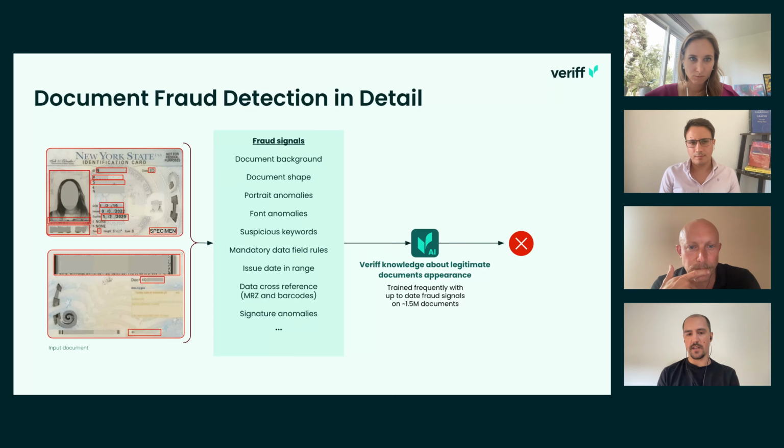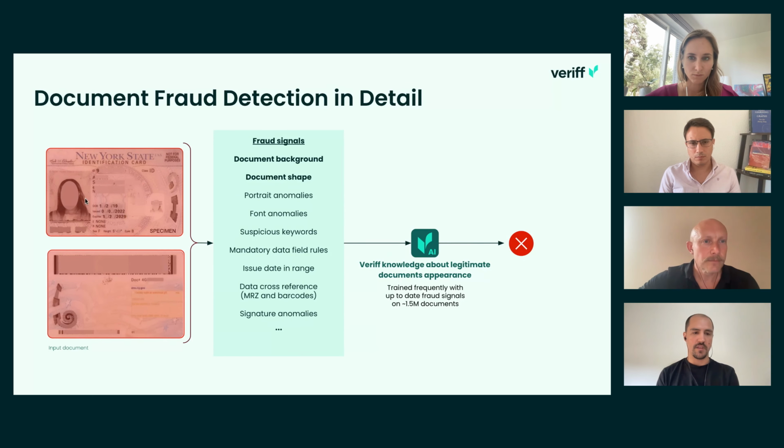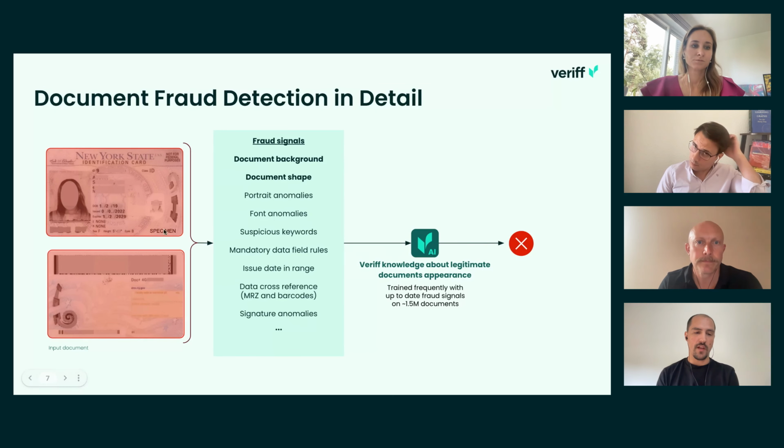So this is just a sample of some of the signals that we look at, and I'm just going to briefly describe some of them. For example, the first ones we look at are the document background and the document shape. This means how the overall image of the document looks and whether it looks similar to the documents that we know how they should look like, the same specimens. And we do that for the front and the back.